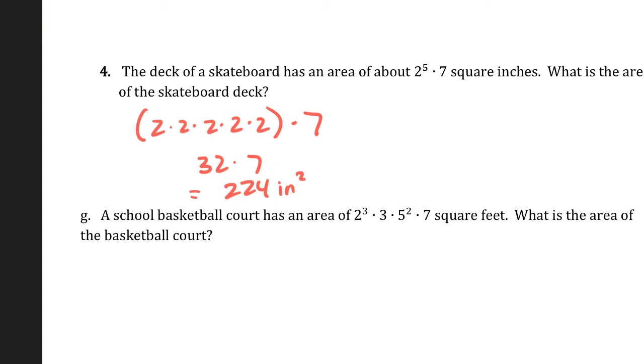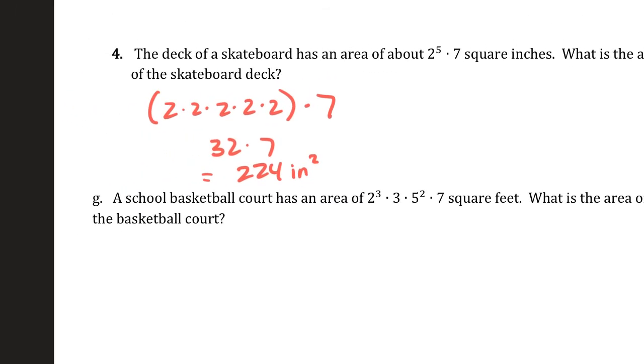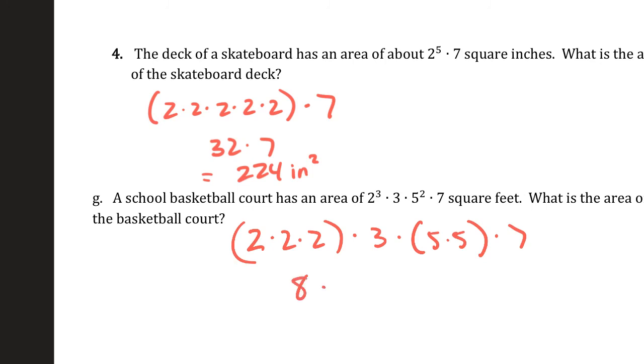And the same thing at the bottom, the same thing in this last one here. 2/3 is 2 times 2 times 2, right, times 3 times 5 times 5 times 7. Okay, so let's simplify this. 2 times 2 is 4, 4 times 2 is 8, times 3 times 5 is 25 times 7. Feel free to use a calculator, or maybe you can do this in your head. Answer: 4,200 square feet.